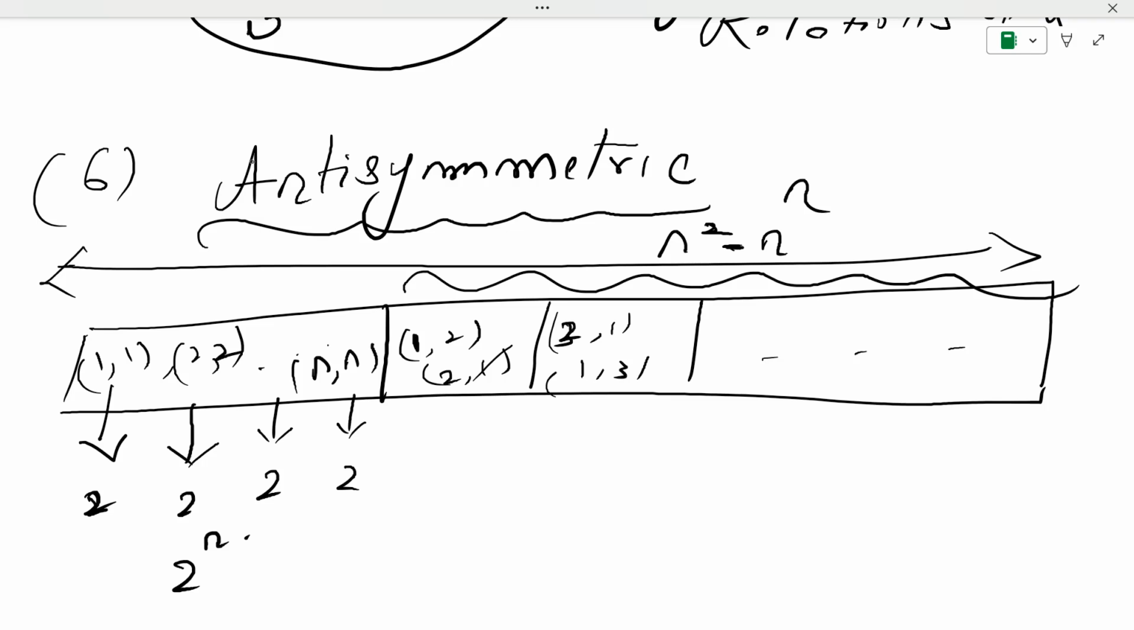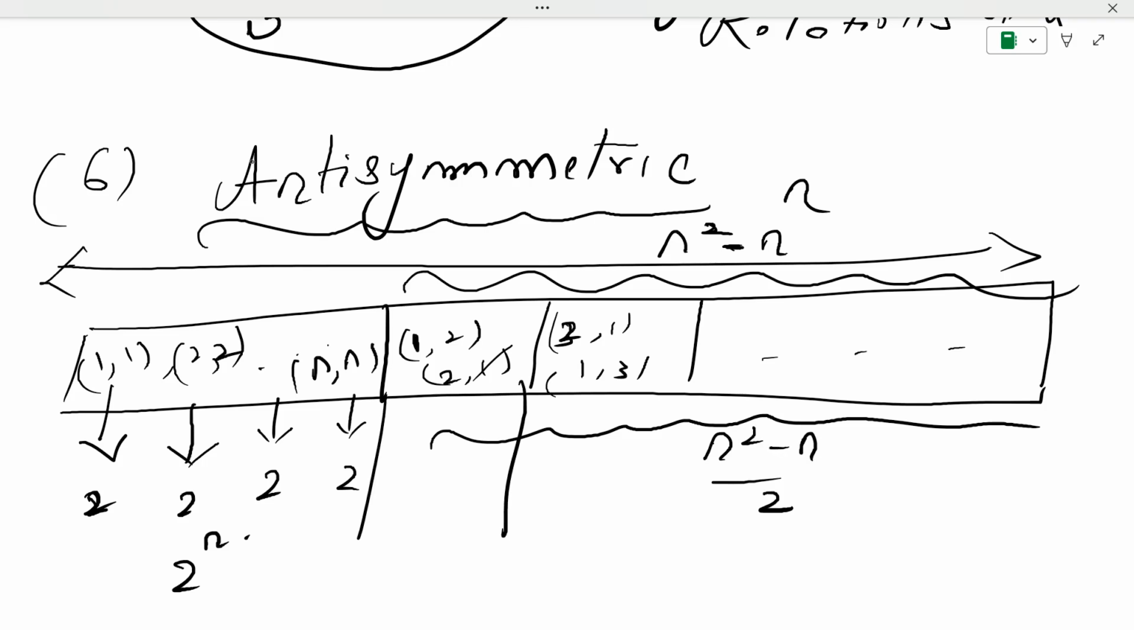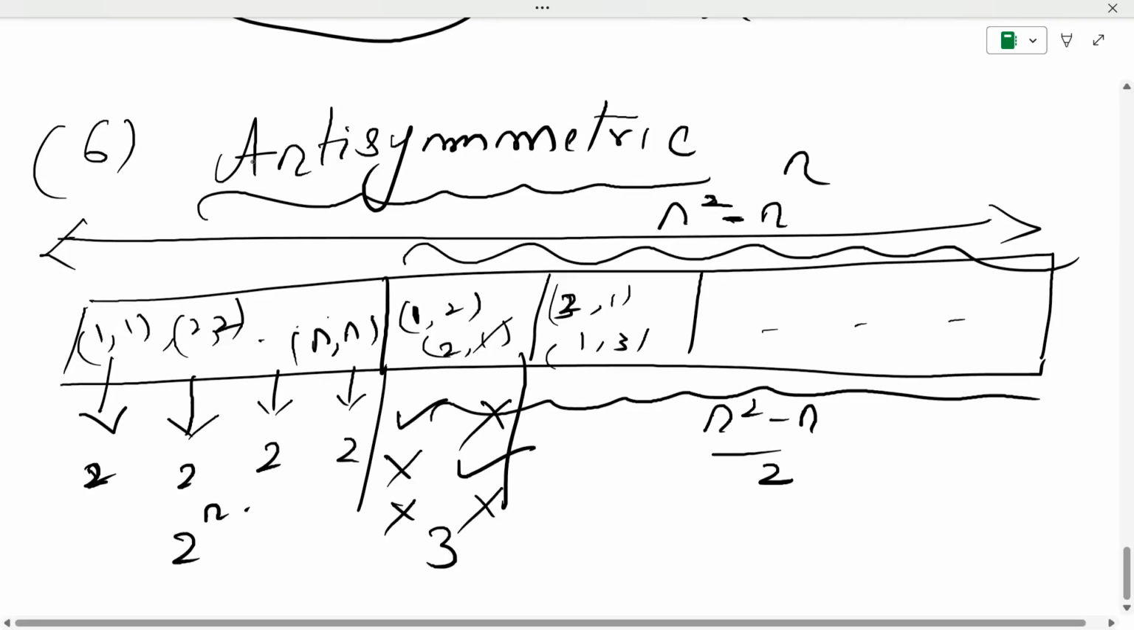So again we are dividing it into a pairwise structure, like (n squared minus n) upon 2. And for each pair we are checking that if (1,2) is present, (2,1) shouldn't be present, right? If (1,2) is not present, again (2,1) can be present. If (1,2) is not present, (2,1) can also be not present, it doesn't affect. So there are three choices for that.